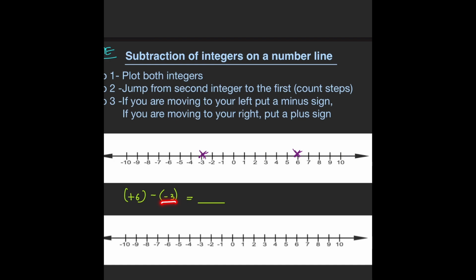From here, we have to jump to the first integer. That means from here, minus 3 is here, negative 3. Jump from here to here. How many steps are you taking? 1, 2, 3, 4, 5, 6, 7, 8, 9 steps I have taken. So I'm going to write 9 here.